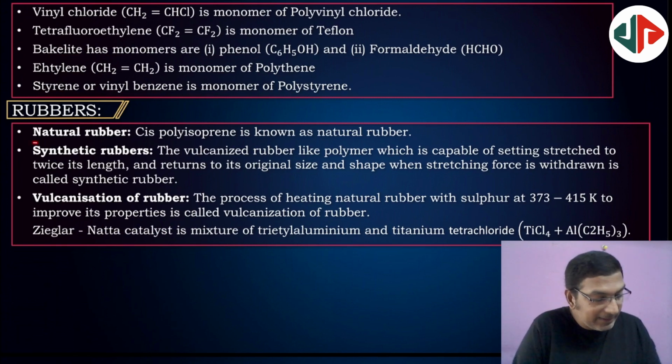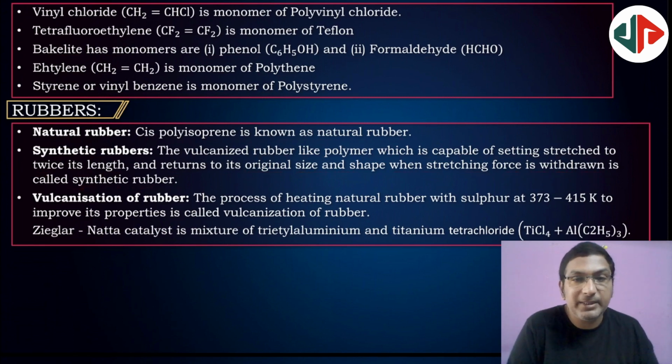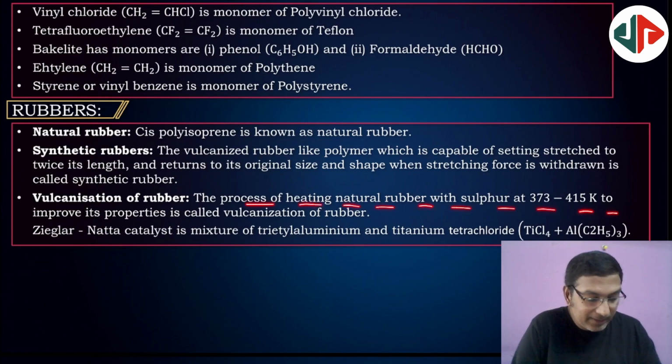Next, rubbers. Natural rubber: the cis form of polyisoprene is known as natural rubber. Next, synthetic rubbers. The vulcanized rubber-like polymer which is capable of being stretched to twice its length and returns to its original size and shape when the stretching force is withdrawn is called synthetic rubber. That means stretchable. Next, vulcanization of rubber. That means hardening of soft rubber. The process of heating natural rubber with sulfur at high temperature to improve its properties.